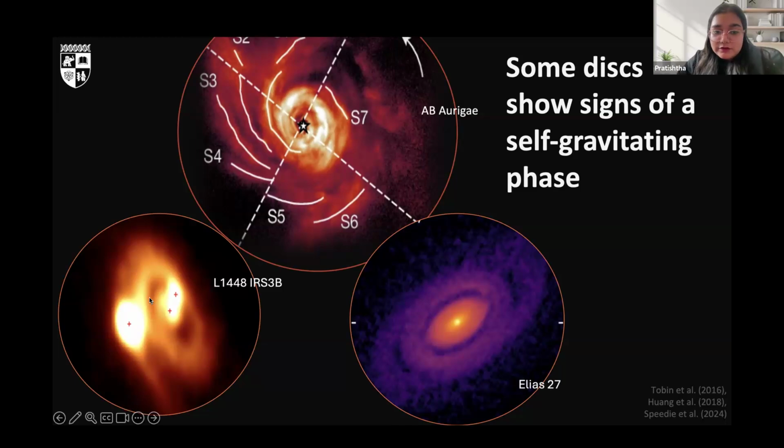So we have L1448 IRS3B, which is a triple protostellar system, and we see this spiral arm coincident with the protostar. Oh, is my mouse also visible? Yes. Perfect, thanks. And we have ABR Gay, where we have all of these spiral arms. We've seen this figure before as well. And then Elias 27, where we have these gaps intersecting with these ring-like features. And so we have signs of a self-gravitating phase.